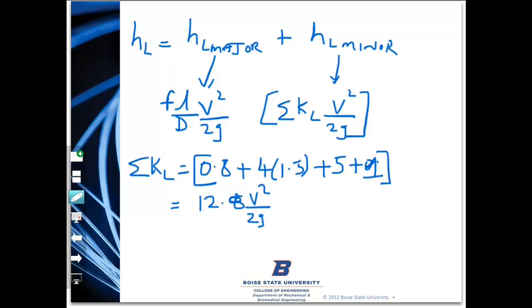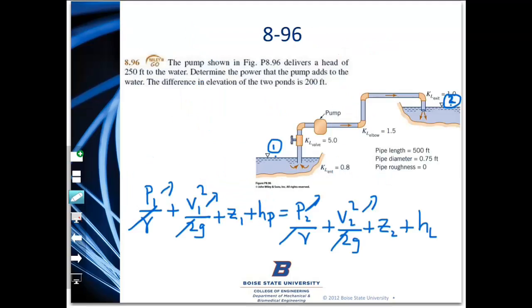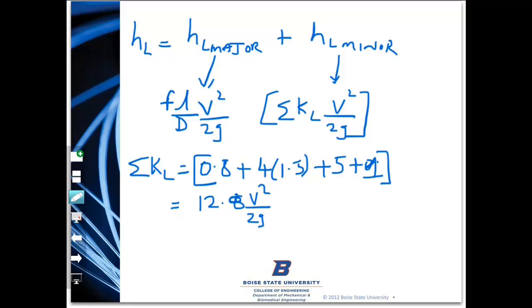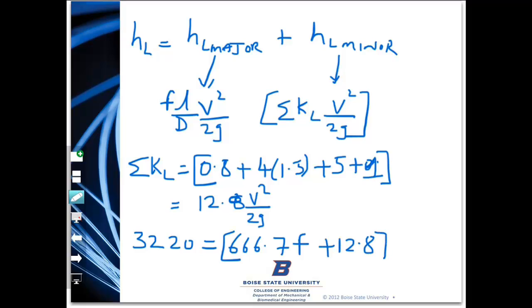Okay, so if you substitute all these into this equation here, you'll come up with a relation between f and V. So let me write that relation. You'll get 3220 equals 66.7 f plus 12.8 V squared. So at this point we have one equation and two unknowns. We really don't have a lot of information to compute V or f at this point.